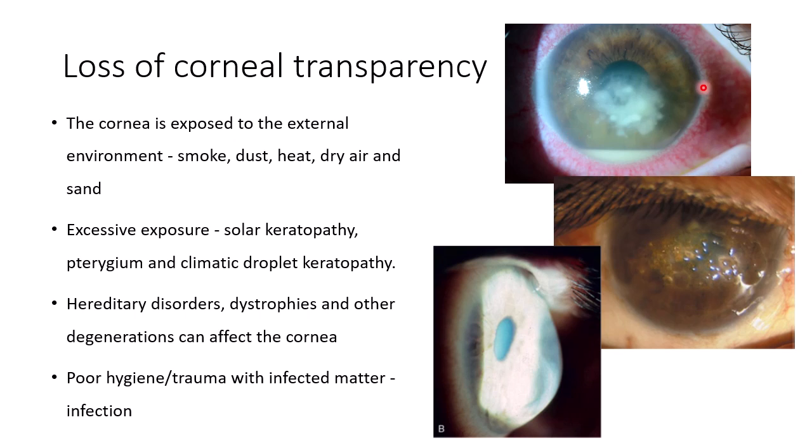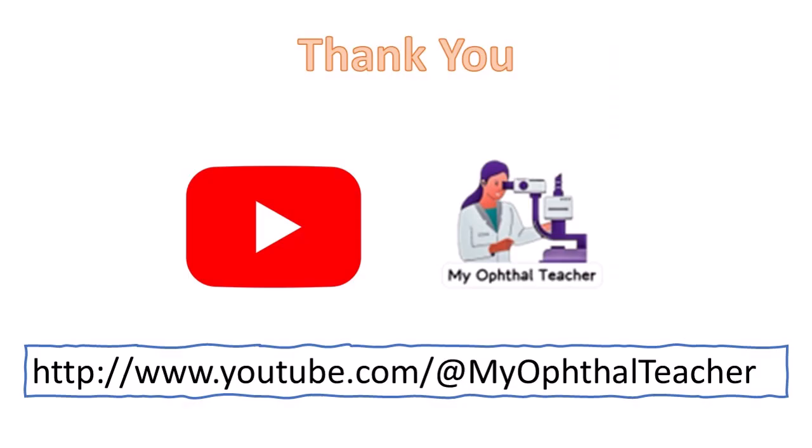These are just examples of some conditions where there is loss of corneal transparency. Here, this is basically an infective corneal ulcer with infiltration in the corneal stroma and a hypopyon. This is the climatic droplet keratopathy that we have seen in our chapter on corneal degenerations, and this is advanced keratoconus showing protrusion and thinning at the apex, right? So hereditary disorders, climatic conditions, anything can affect and cause corneal degenerations.